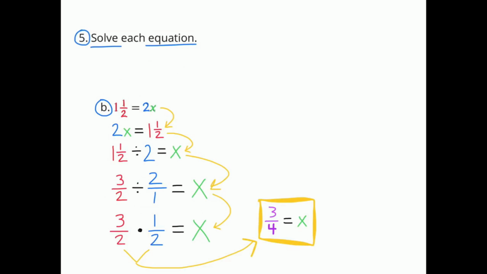B. 1 1/2 equals 2x. That's the same as 2x, or 2 times x, equals 1 1/2. That can be rewritten as 3 over 2 divided by 2 over 1 equals x. We can solve for x by multiplying by the reciprocal of 2 over 1. 3/2 times 1/2 equals x. And 3/2 times 1/2 equals 3/4. So x equals 3/4.